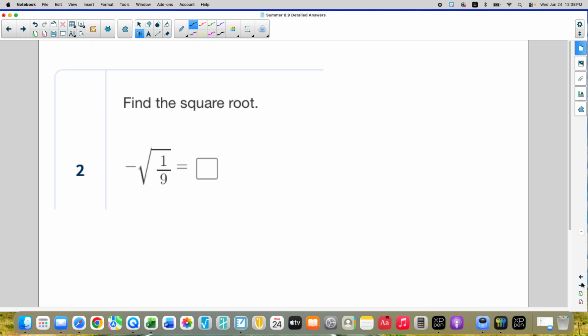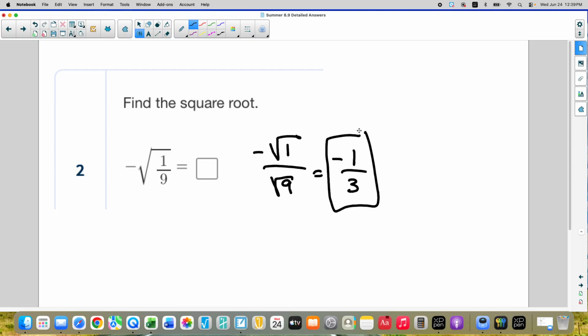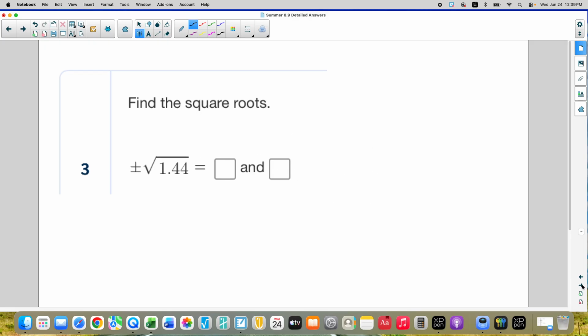Find the square root. This says the opposite of the square root of 1/9. So when we get square roots, if they're multiplying or dividing, we can write them with their own square roots. We can separate them. So the square root of 1 is a perfect square. The square root of 9 is a perfect square. So we get negative 1/3. You can separate multiplication and division. You cannot separate radicals being added and subtracted.